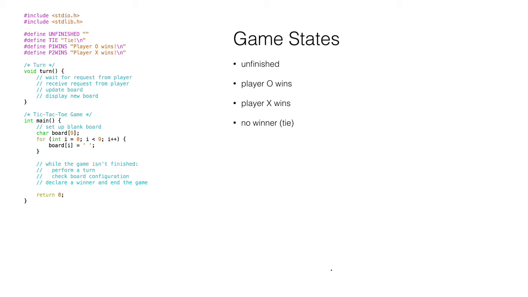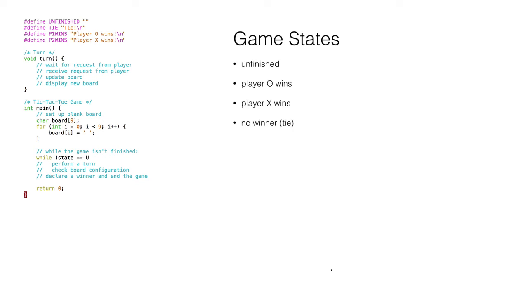Now we're ready to write our loop. The loop should end when the game is finished. So that means that the loop should continue if the state is unfinished. Inside our loop, we'll perform a turn and then check the board. We need to define the variable state. When the game starts out, the state is unfinished.